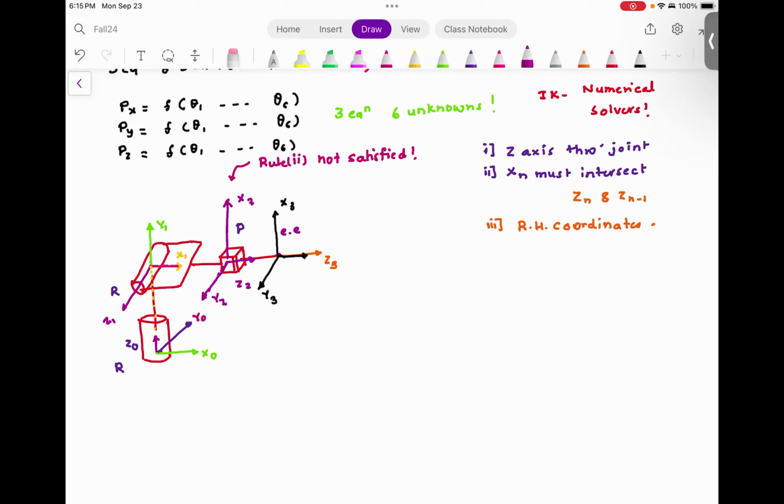Now, let me identify the joint angles. So this is going to be my theta 1, and this is going to be my theta 2. Now please understand, I don't have a rotation, I have a translation. Typically translations are identified as D, so this will be my D3. So this talks about the translation. And then I have these distances, the joint distances. I'm going to call this A1, and I'm going to call this A2.